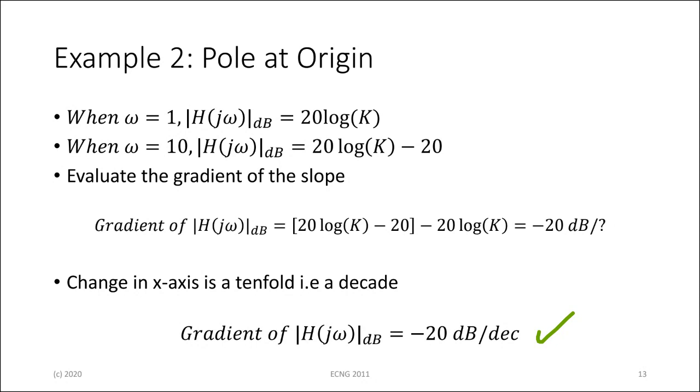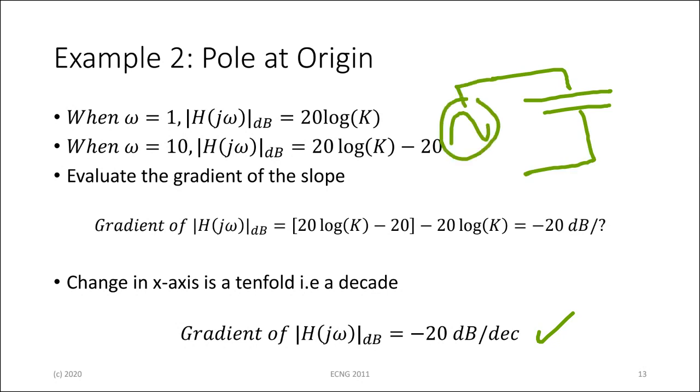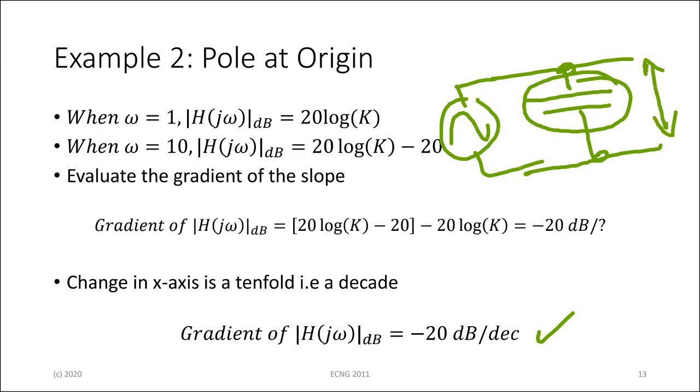So for a single pole at the origin, as you crank up the frequency, the frequency response decreases at 20 dB per decade. A single pole, for instance, is a capacitor. If I have a capacitor and a signal going through it, and you're looking at the voltage across it, we saw already that at DC, at very low frequencies, the capacitor is largely an open circuit, so the voltage here is going to be whatever the source is.